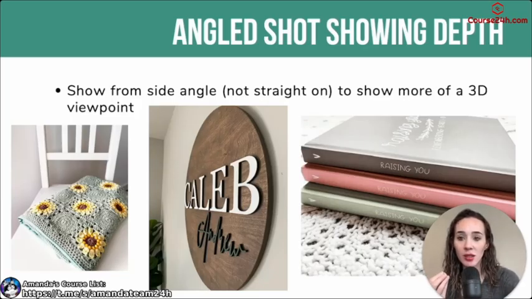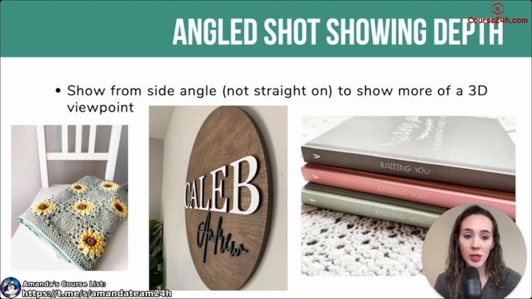As you can see with the blanket, instead of going right above the blanket and shooting straight down, they shot in front. And for the sign, they're showing one side, and that really shows that it's a 3D item. For 3D items like this, where you're laser cutting cutouts, this really helps showcase that it's not just a vinyl application, that it's actually 3D wood. And for the books, you could just shoot it straight down, but then the customer doesn't know how thick the book is. So this just gives the customer more information when they're making their decision.